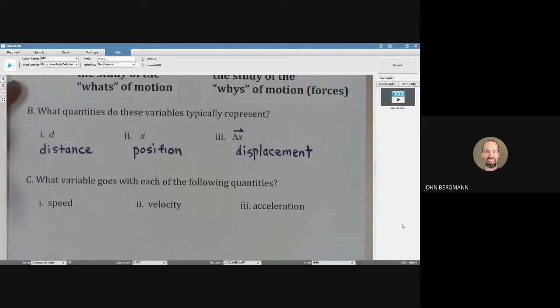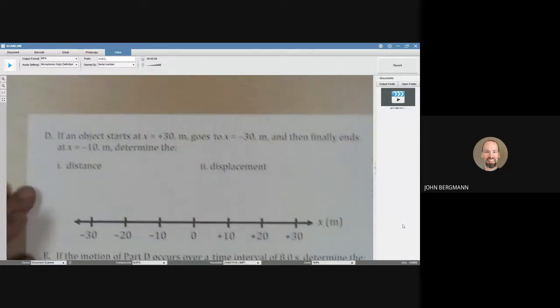Sometimes we're a little bit lazy and we leave that off. How about letter C? What variable goes with each of these? Well, speed is v. Velocity is also v, but with an arrow over it. And acceleration, lowercase a. Again, often we put an arrow over it to indicate that it is a vector.